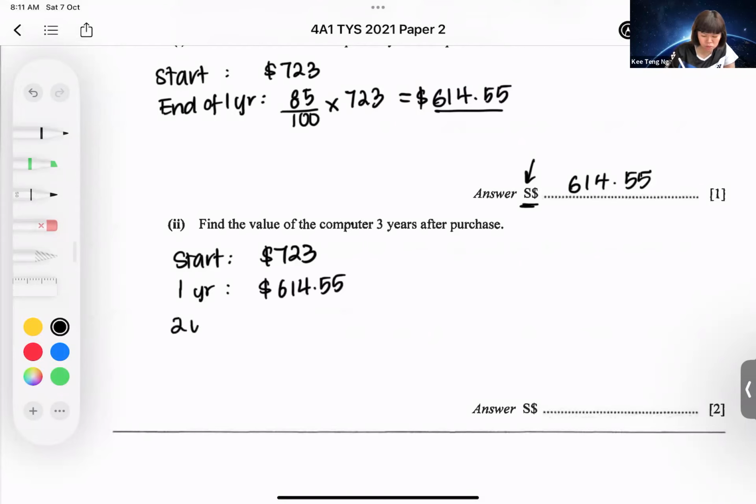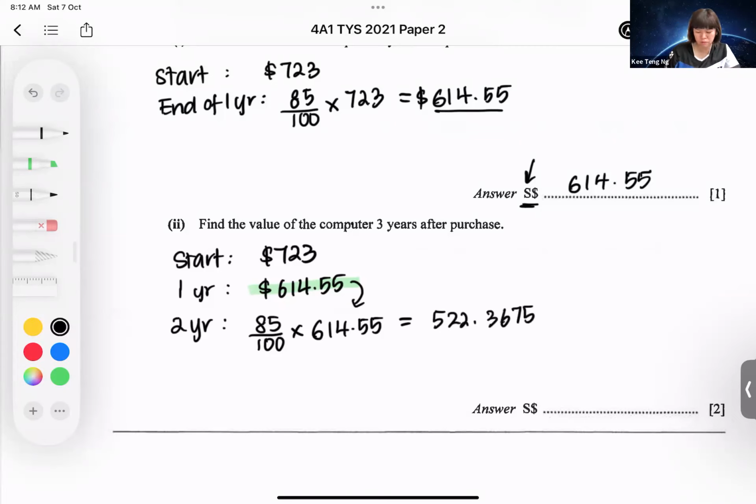So year 2, second year, right? The start value, this is the starting now, right? Now this one becomes the starting. Okay, they still lose 15%, so I'm still left with 85% of 614, the value at the start of the year. So I bring down the number: second year times 85 over 100 gives 522.3675. Okay, money. It's not the final answer yet, so I'm not going to round off the answer first.